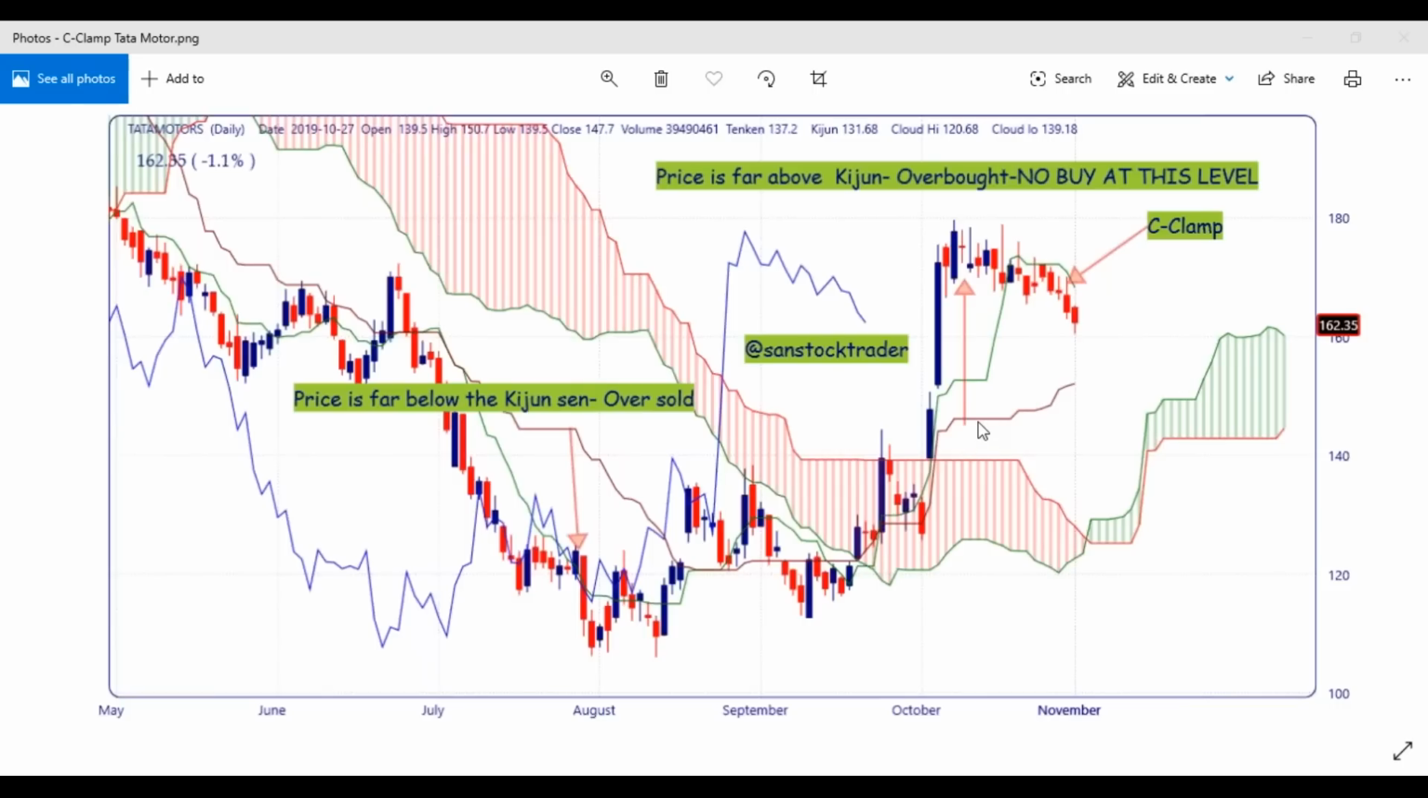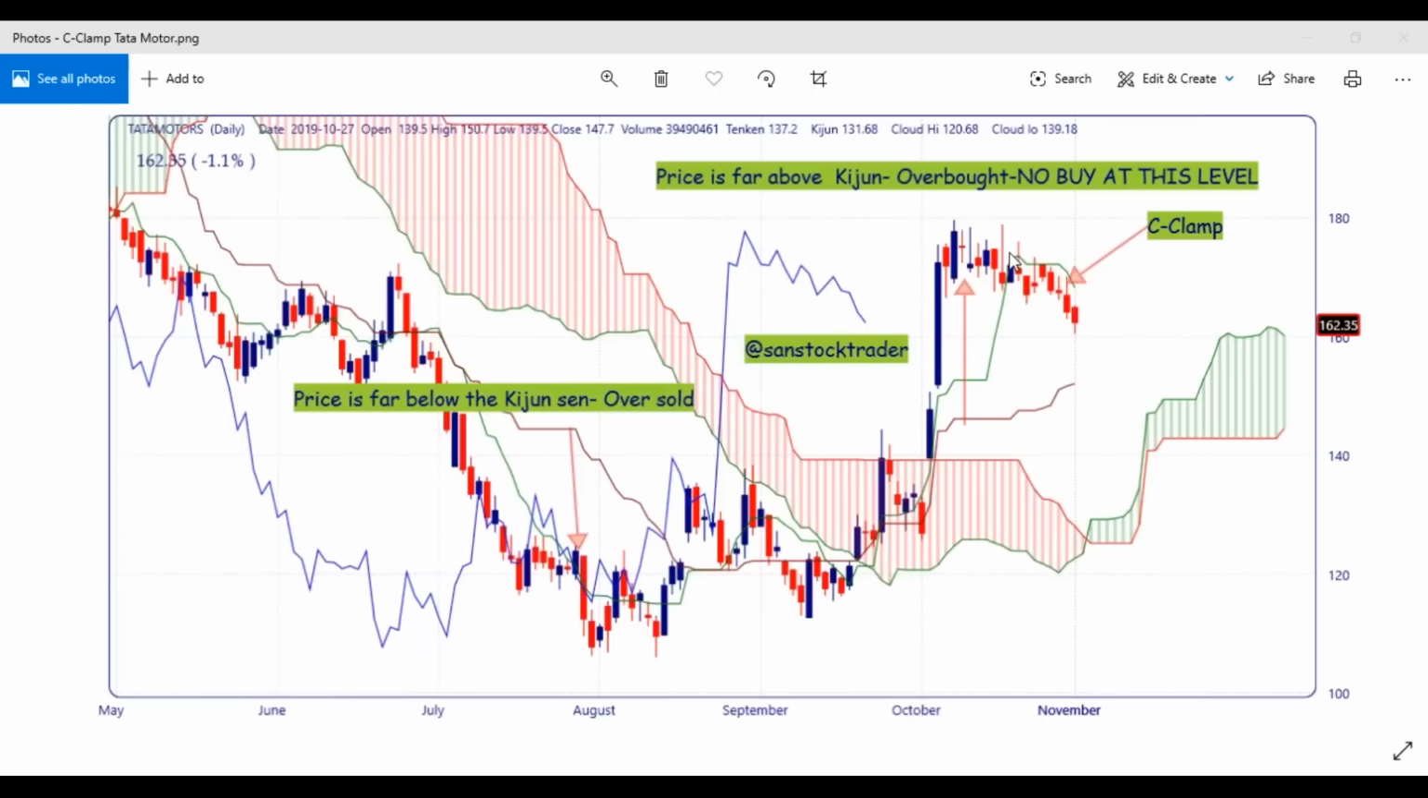So in a C clamp, the first identification is that price should be too far from the Kijun-sen. And when price is too far from the Kijun-sen, it is considered overbought. So the strategy one can use here is a counter-trend strategy, because we all know the Kijun-sen acts as a magnet. When price is too far from the Kijun-sen, eventually it will come back to the Kijun-sen. See, that exactly happened.